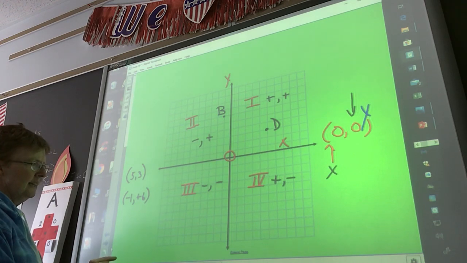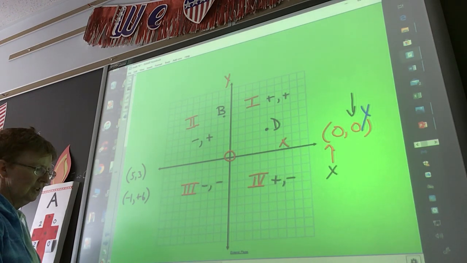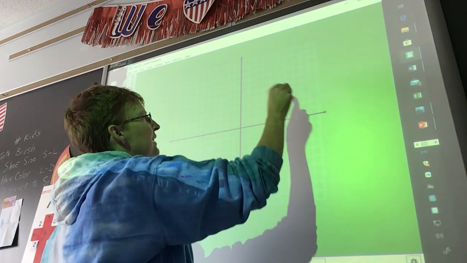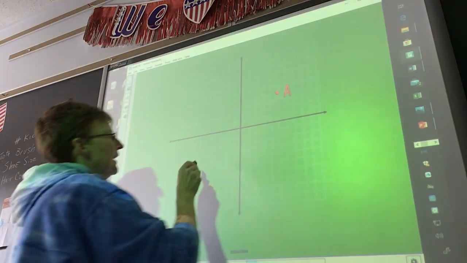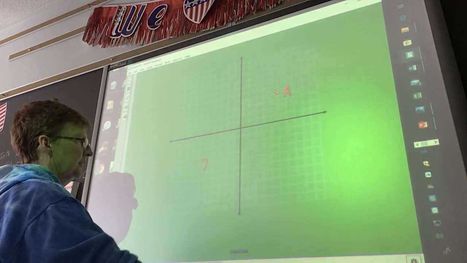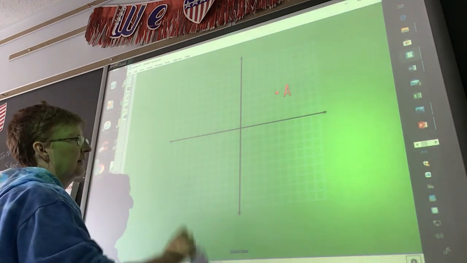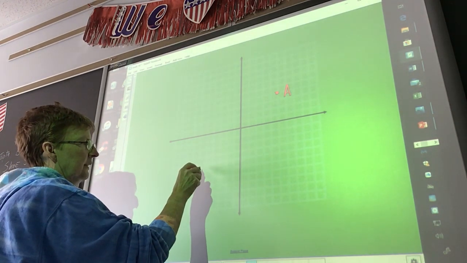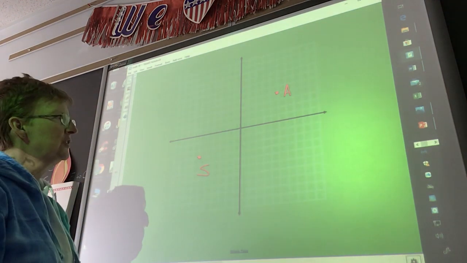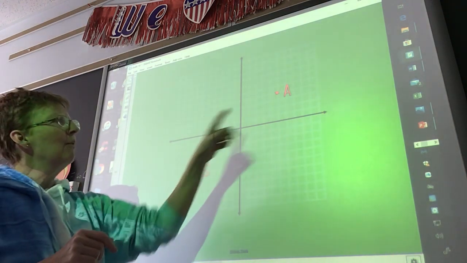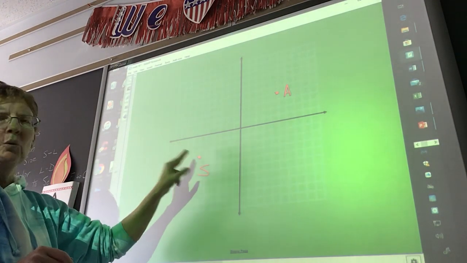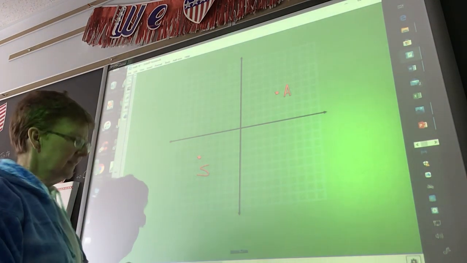Then the second thing that they're going to ask you to do is they're going to actually have a spot with a dot. So we're going to put an A there, and we're going to put an S right here. Okay, and so what we have to do is find out how we would set the ordered pair for A and how we would set the ordered pair for S. So let's start with A.